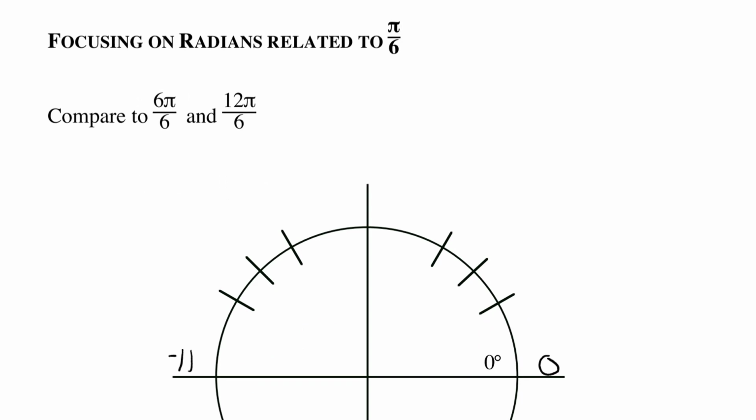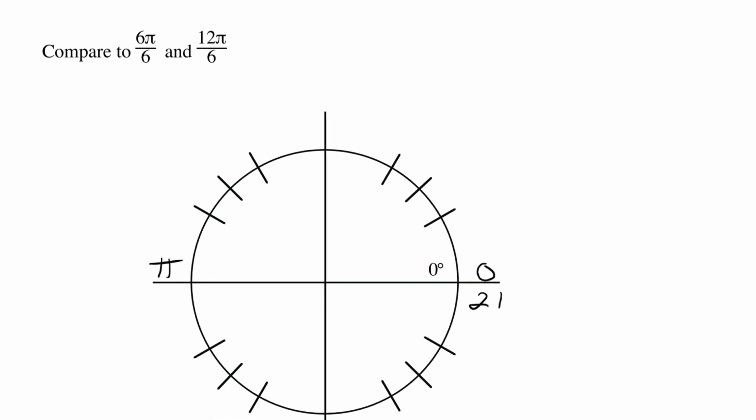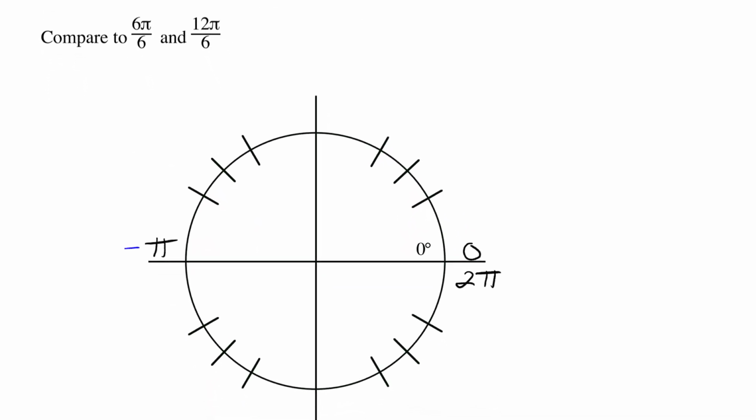Now let's take a look at the pi over 6 related angles around the unit circle. What we're going to do, though, is look at pi and 2 pi, not as they are, but instead as sixths. So pi is 6 pi over 6, and 2 pi is 12 pi over 6.